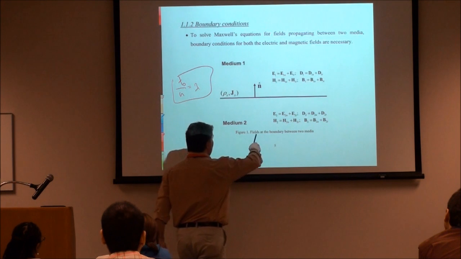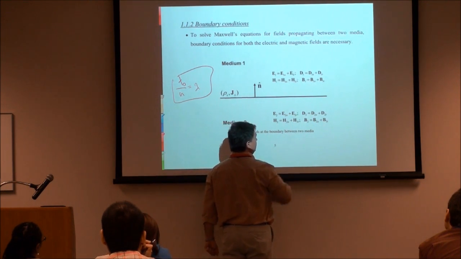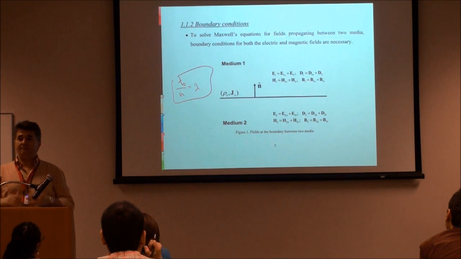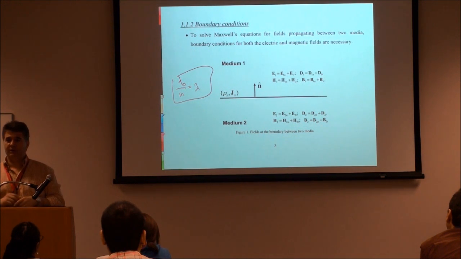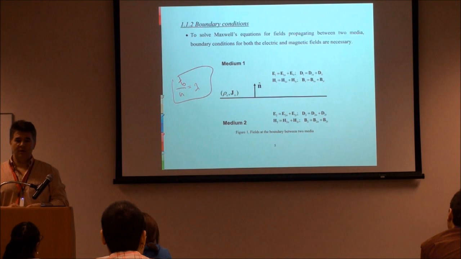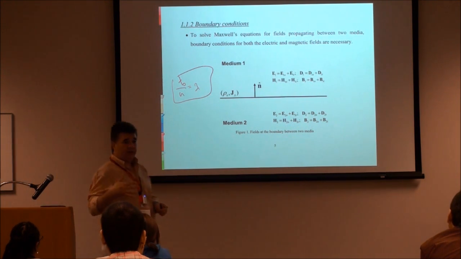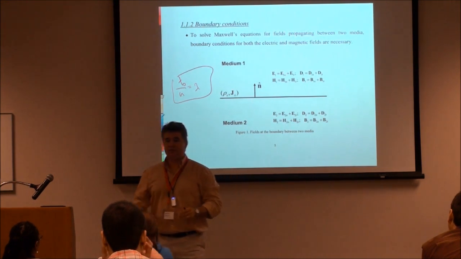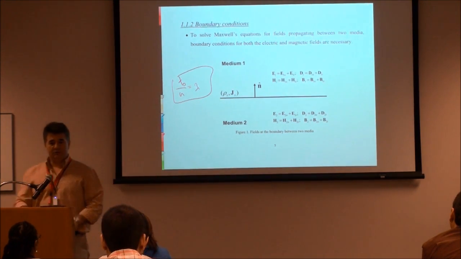But normal components of D and B are conserved. Okay? So E and H in the plane, tangential components, are continuous. Normal components of D and B are continuous. That's all you need to know. Everything else follows from here. Snell's law, the fact that the angle changes somehow with the signs, you know all that. It comes out of here.